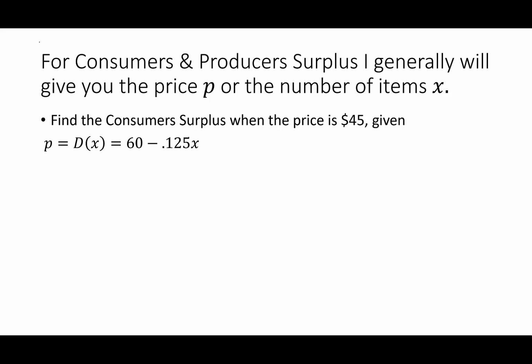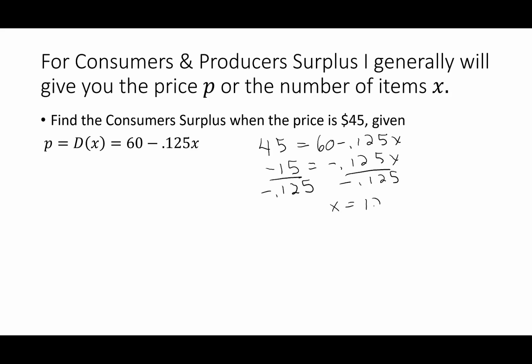As we move further in the problems, I will generally give you either the price or the number of items that are sold. Most of the time you'll be given one, and then you're asked to solve for the other. So let's try this one. Find the consumer surplus when the price is $45, given P = D(x) = 60 minus 0.125x. So we have a price, 45, which is equal to 60 minus 0.125x. I'm going to subtract 60, which gives me negative 15 is negative 0.125x, and then I'm going to divide by negative 0.125. So this says x is equal to 120.